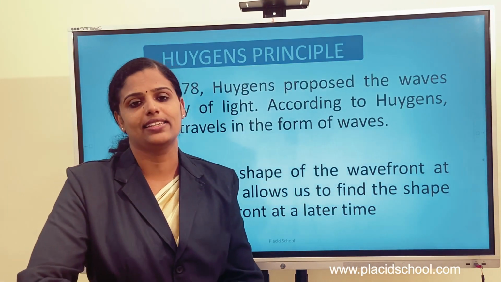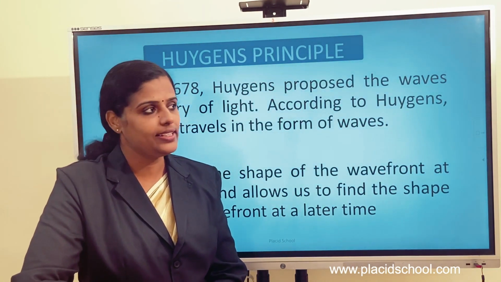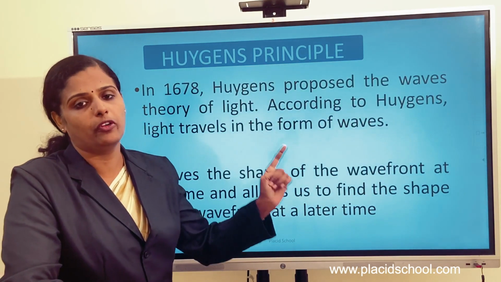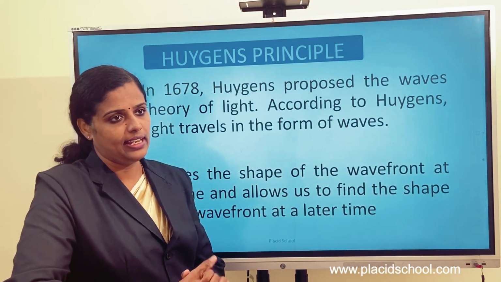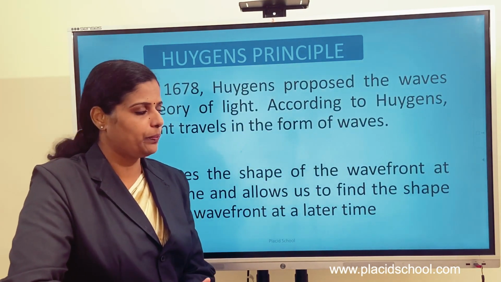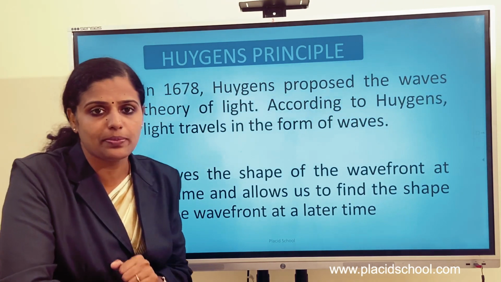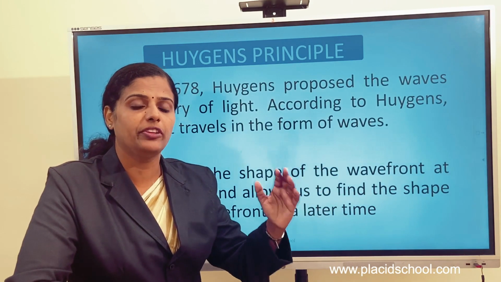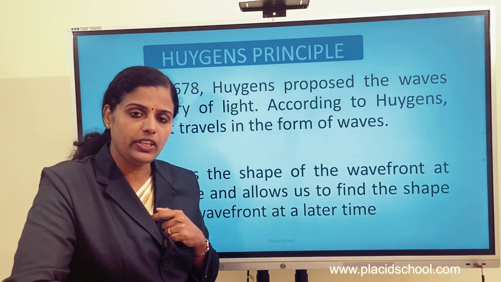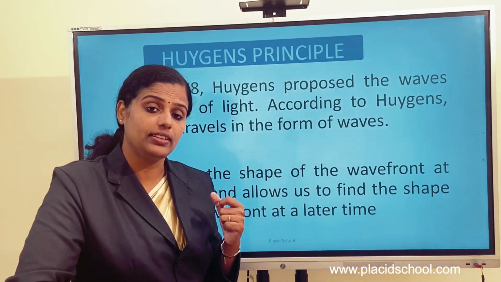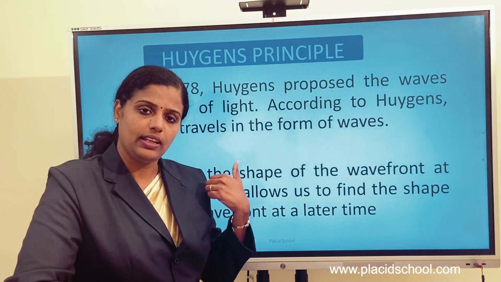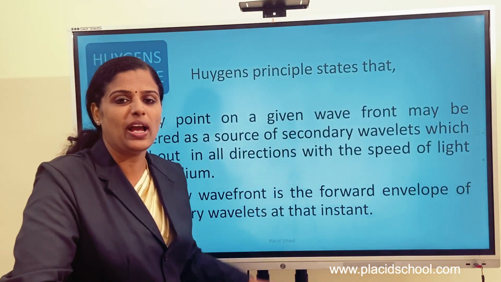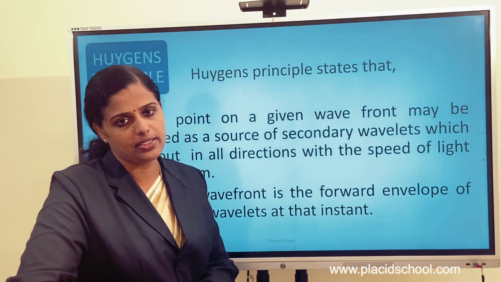Then comes Huygens' principle. In 1678, Huygens put forward the wave theory of light. Light travels as a wave. And by knowing Huygens' principle, we are able to find the position and the shape of the wavefront at a later time when we know the position and the shape of the wavefront at a previous time. Okay. Then coming to Huygens' principle, the statement of Huygens' principle.